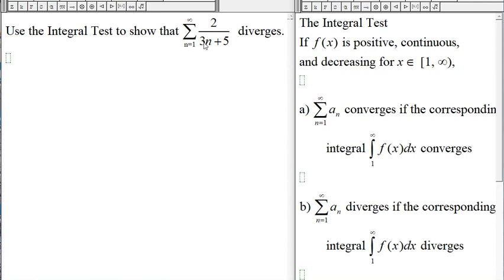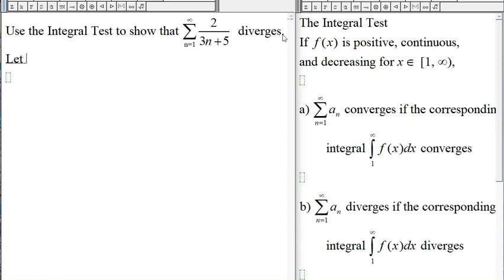We have the infinite series of 2 divided by 3n plus 5, and we want to use the integral test to show that this infinite series diverges. So to use the integral test, if we want to show that this infinite series diverges, then we need to show that the corresponding integral of f of x diverges. And then we can say that this infinite series diverges.